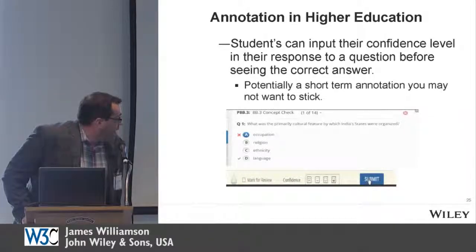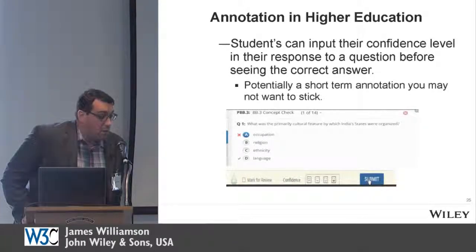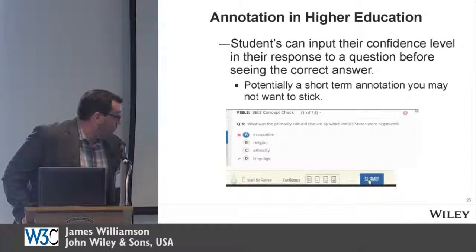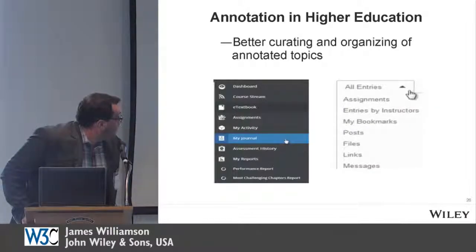During the test-taking area, you can annotate how confident you are in the questions you may be asked during the process of the learning experience before you submit your question, and it gives you the answer and tells you whether you're right or wrong, so you can decide whether you should or should not be as confident as you are. There's also a way to track all of the annotations that you have already made, and it categorizes them by the assignment or the bookmark or how you added it or if it's a note.